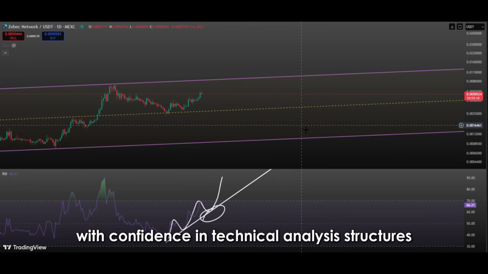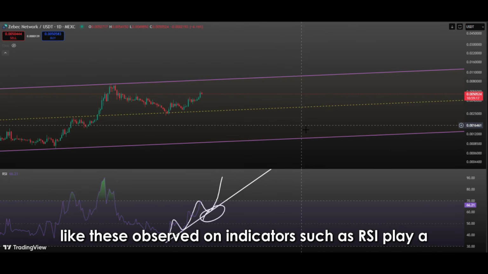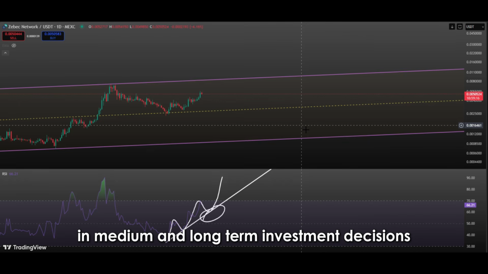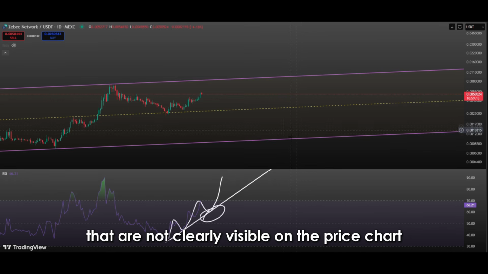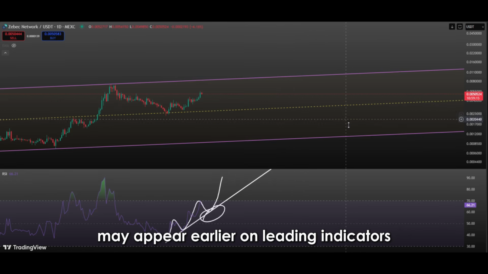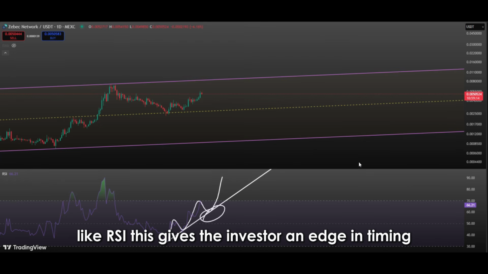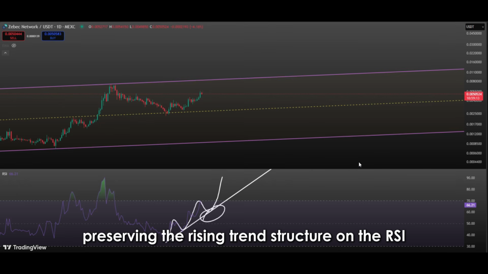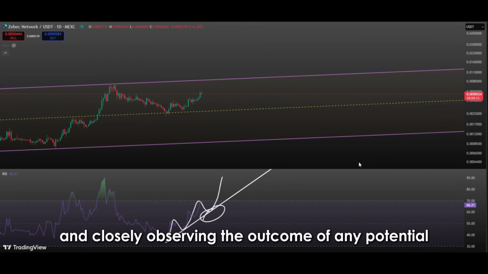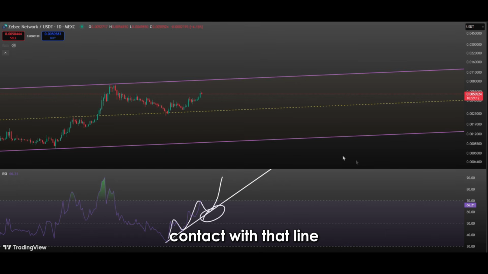In technical analysis, structures like these observed on indicators such as RSI play a decisive role, particularly in medium and long-term investment decisions. This is because momentum shifts that are not clearly visible on the price chart may appear earlier on leading indicators like RSI. This gives the investor an edge in timing and making accurate moves. For this reason, preserving the rising trend structure on the RSI and closely observing the outcome of any potential contact with that line is essential.